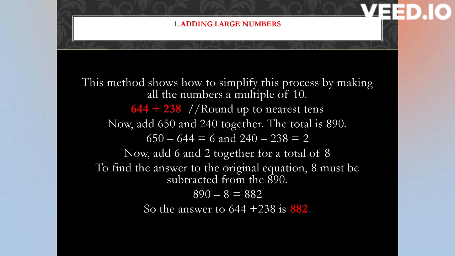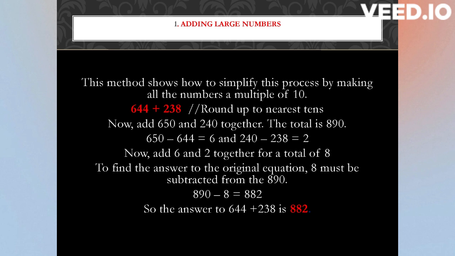Now, what is the number that we have added to the exact number? 644 we have rounded up to 650, right? So the number added to make it 650 is 650 minus 644, which is 6. And 238 we rounded up to 240, so 240 minus the original number 238 gives 2. Now you have to add both these numbers, 6 and 2, and the answer is 8.